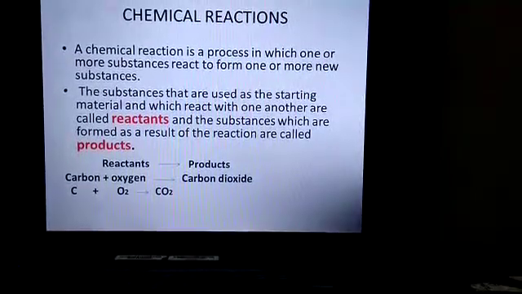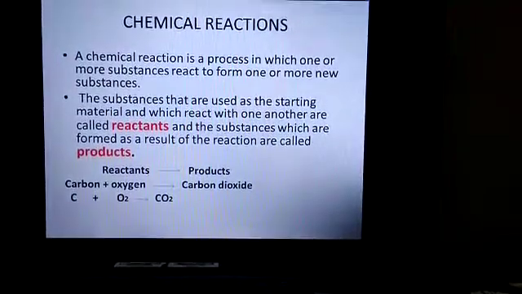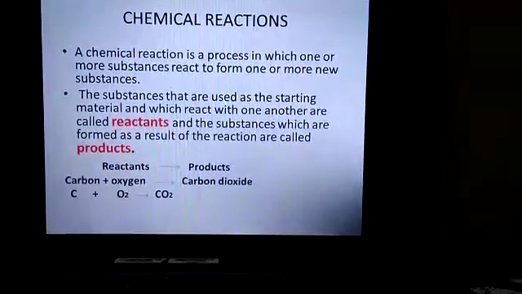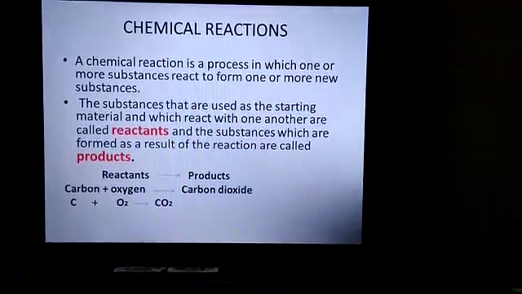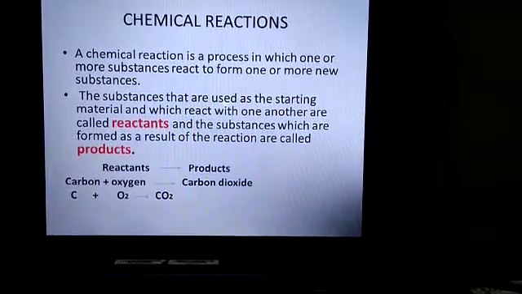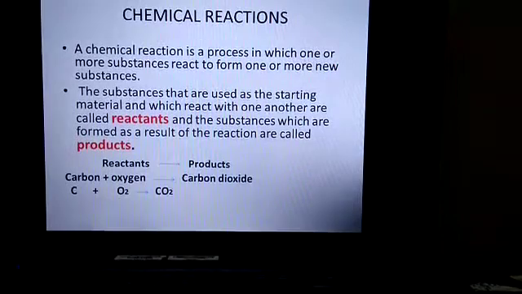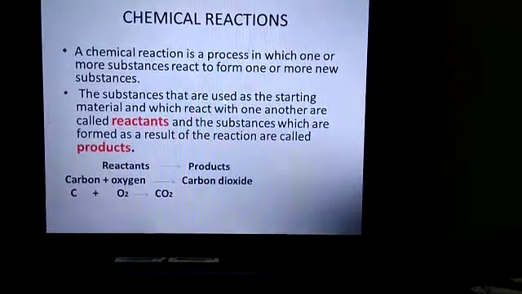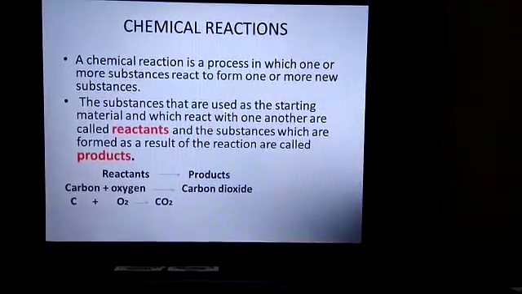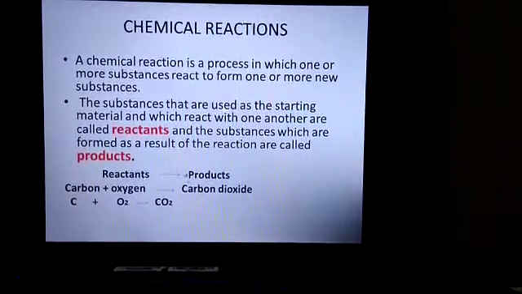A chemical reaction is a process in which one or more substances react to form one or more new substances. The substances that are used as the starting material and which react with one another are called reactants. And the substances which are formed as a result of the reaction are called products. You can see through the notations I have shown here: reactants react to give products.